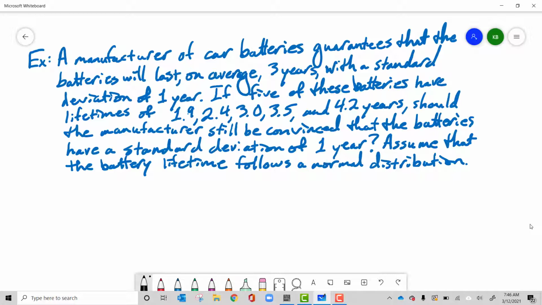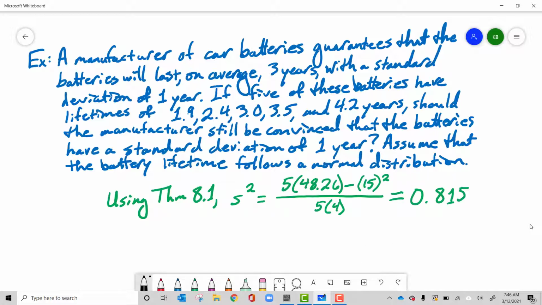So we're going to assume that the battery lifetime follows a normal distribution, and then we're going to use the tools that we've just learned to do this. In order to test this idea that the population standard deviation is 1 year, or the population variance is 1 year squared, so 1 year still, what we first need to do is find the sample variance. We can do that by using Theorem 8.1, and that tells us that our sample variance is 0.815, which is less than 1 year, but we should see if it's reasonable using this chi-square statistic that we have.